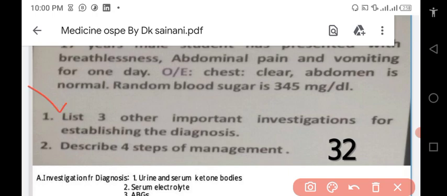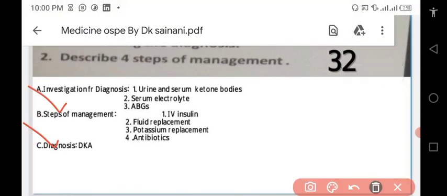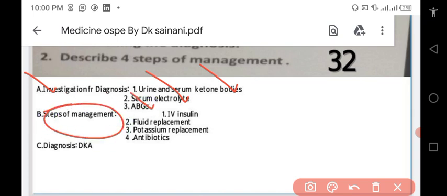So what will be the investigations and management steps? Now the diagnosis is DKA, and investigations will be urine and serum ketone bodies, serum electrolytes, and ABGs. Steps of management will be IV insulin, fluid replacement, potassium replacement, and antibiotics should be given. The diagnosis is diabetic ketoacidosis.